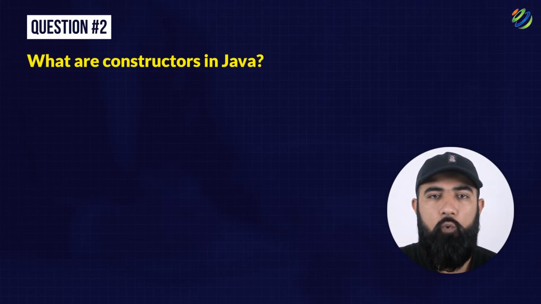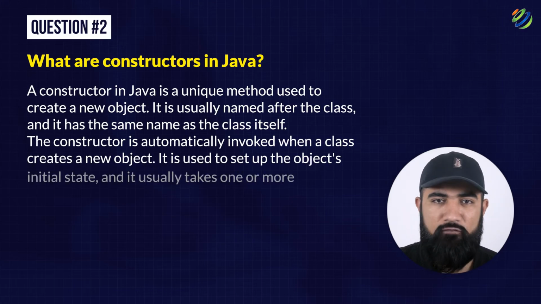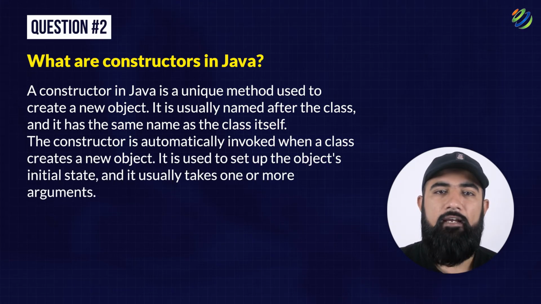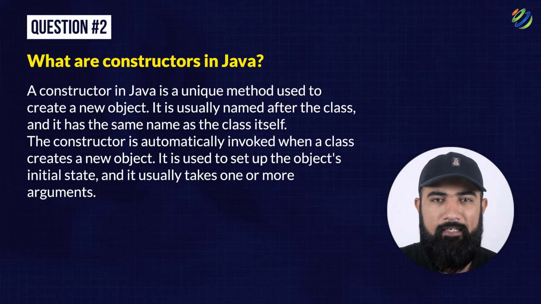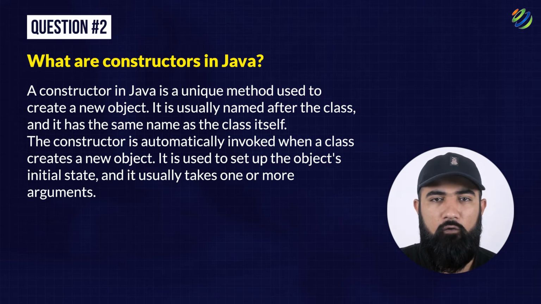Number 2. What are constructors in Java? Well, a constructor in Java is a unique method that is used to create a new object. It is usually named after the class and it has the same name as the class itself. The constructor is automatically invoked when a class creates a new object. It is used to set up the object's initial state and it usually takes one or more arguments.